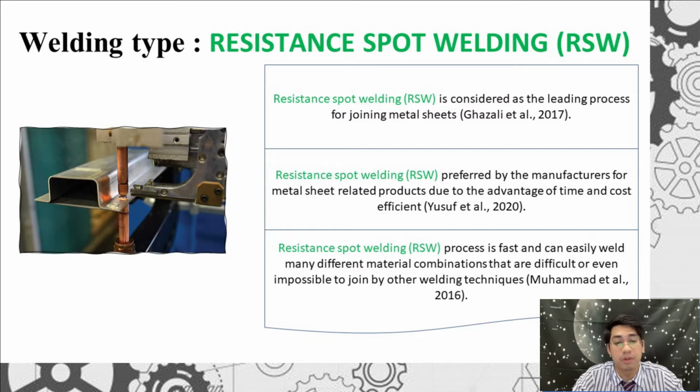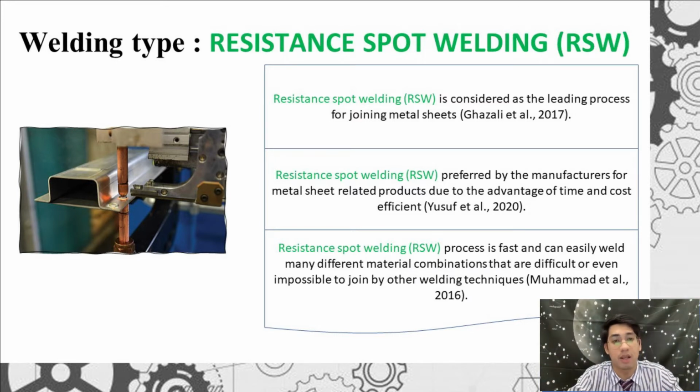Okay, now we go deeper into our scope based on the title, Spot Weld or Resistance Spot Welding. Resistance spot welding is a type of welding method. In general, resistance spot weld is widely used in joining sheet metals. You can see in the picture there is resistance spot welding in process. Usually it is an automated process.